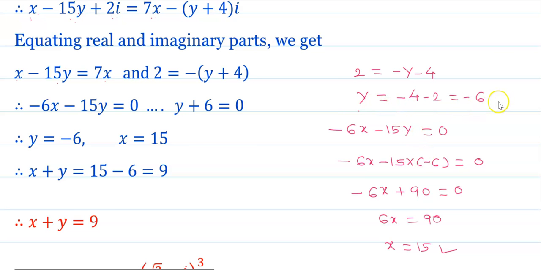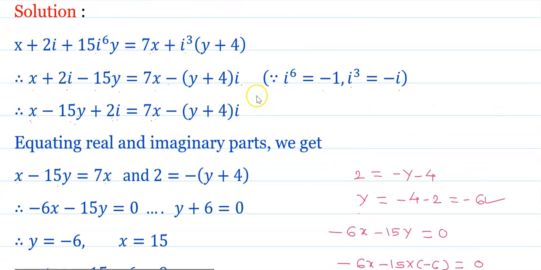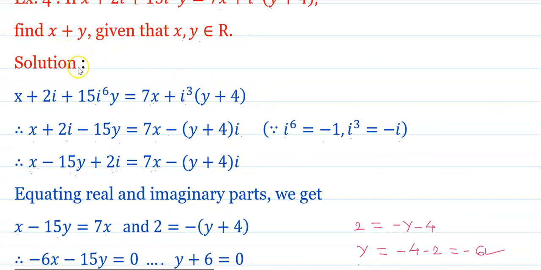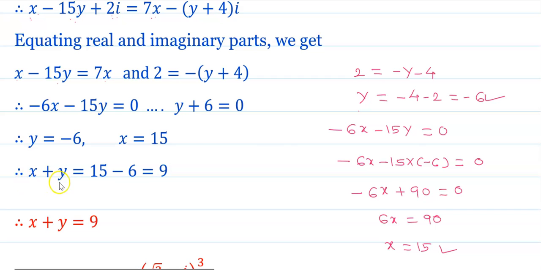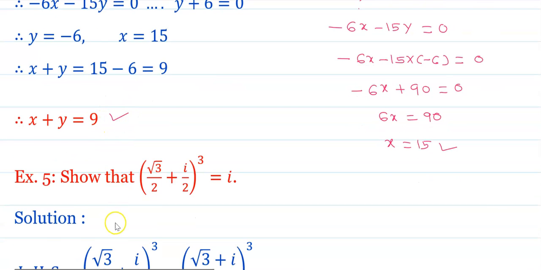Okay. First of all, find out the value of y and substitute the value of y in this expression. Evaluate it. You are getting x is equal to 15. What you want to find out? You want to find out x plus y ची value तुम्हाला find out करायची. Therefore, x plus y. x is 15, y is minus 6. 15 minus 6 is 9, and hence this is the value.